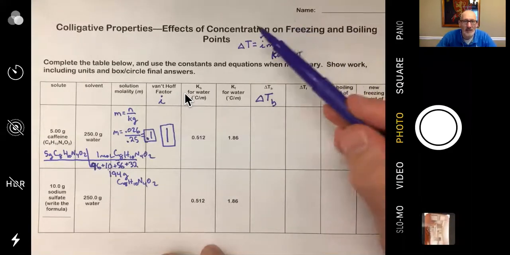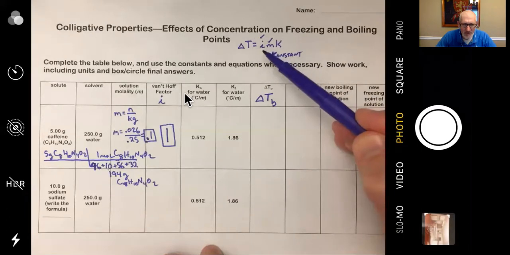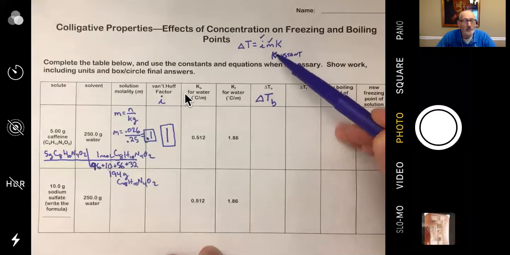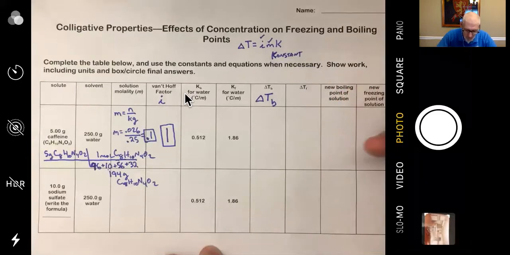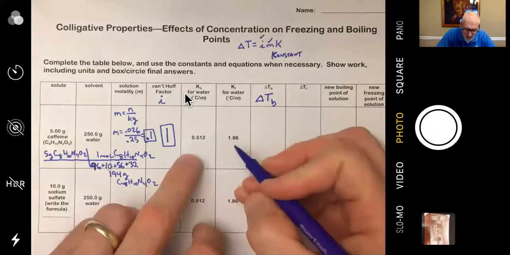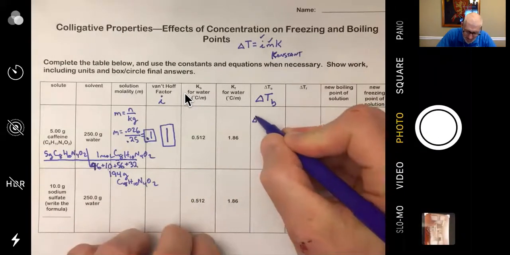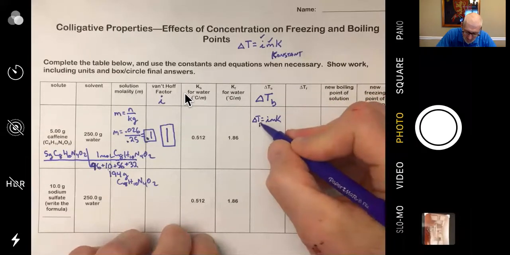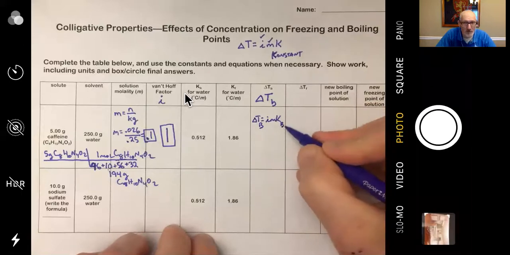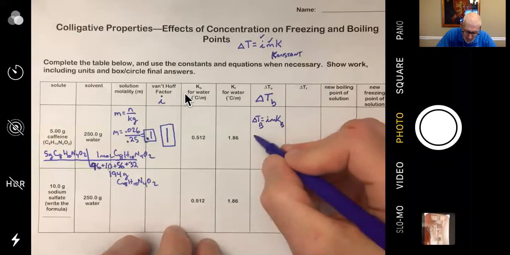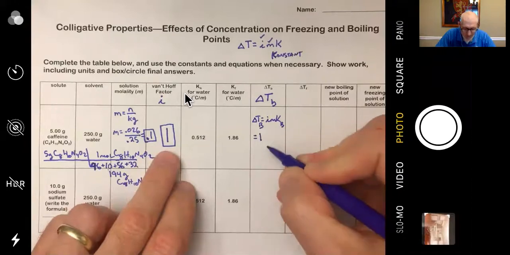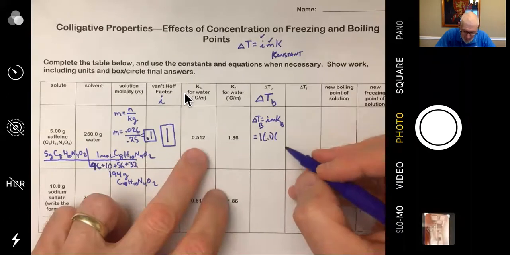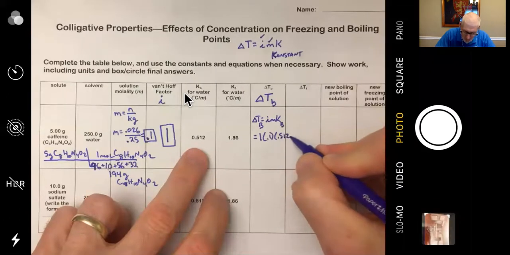All I have to do is use the I value that I've calculated, the M value that I've calculated, and the K value that will usually be given to you. So what I'm going to do is throw these 3 numbers in the calculator, because delta T is equal to imK. And if it's delta T for the boiling point, I'm going to use the constant for the boiling point. So that's going to be equal to, I was equal to 1, M was equal to 0.1, and the K for the boiling point is 0.512.